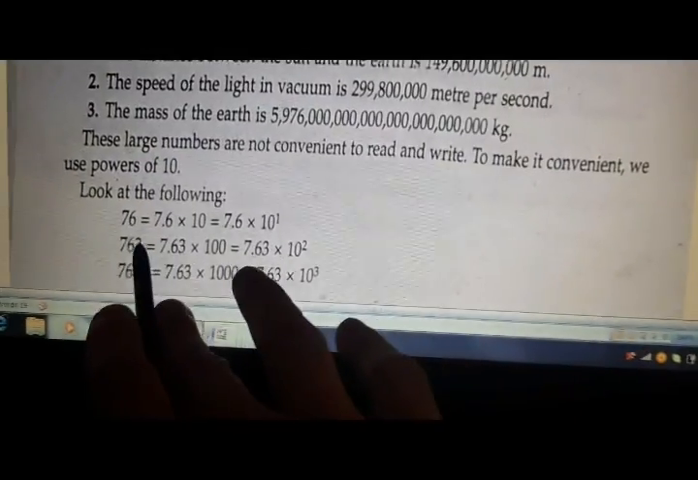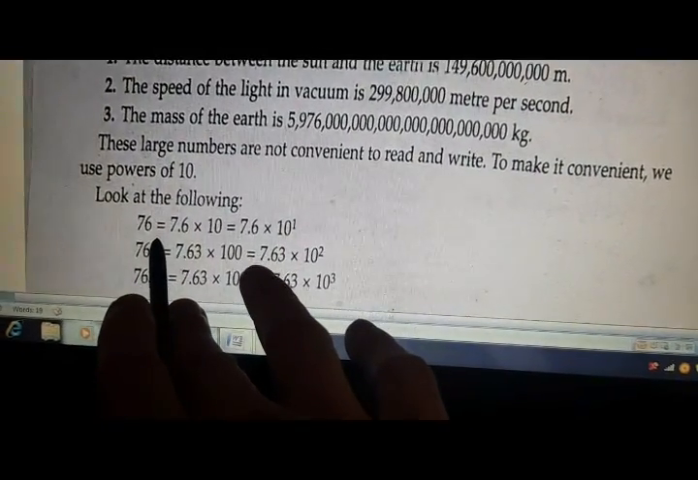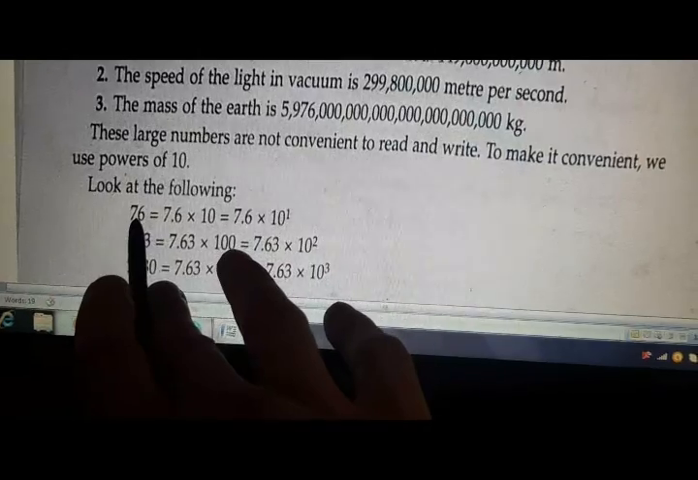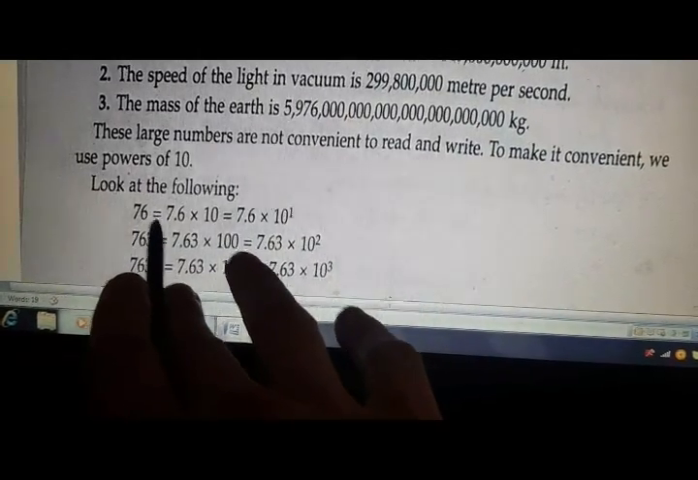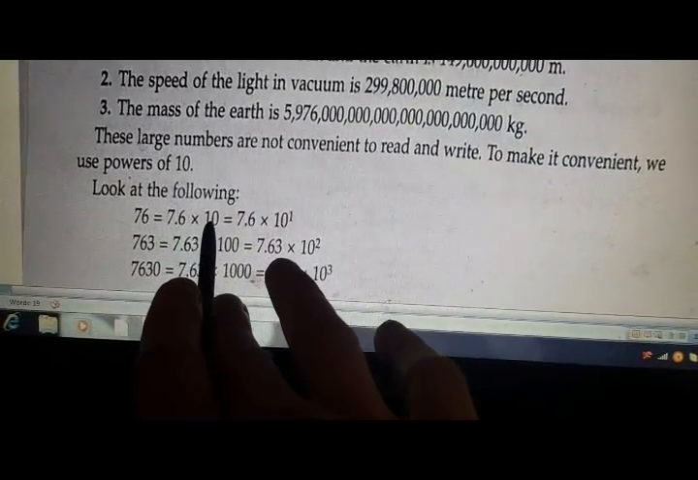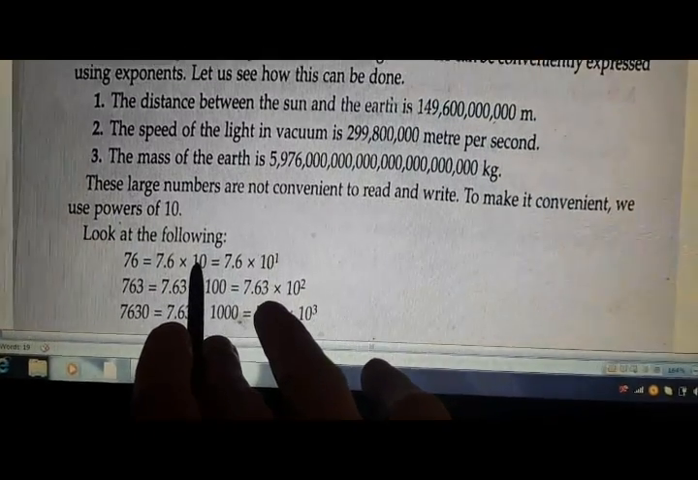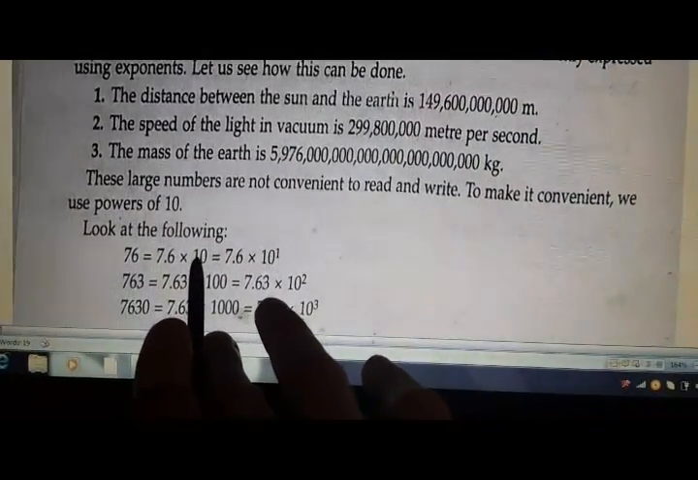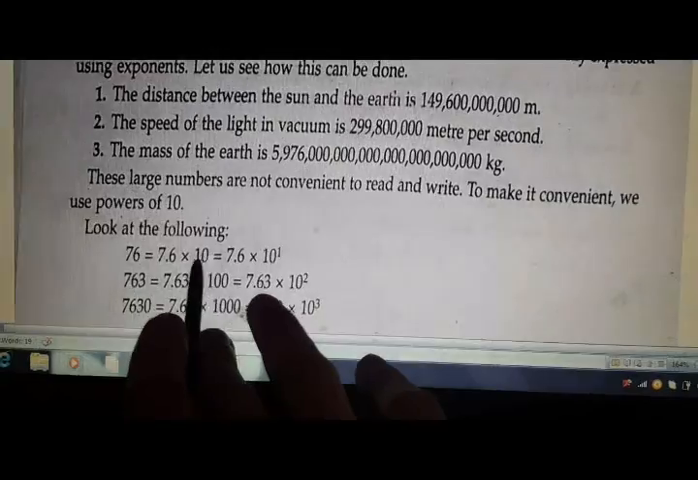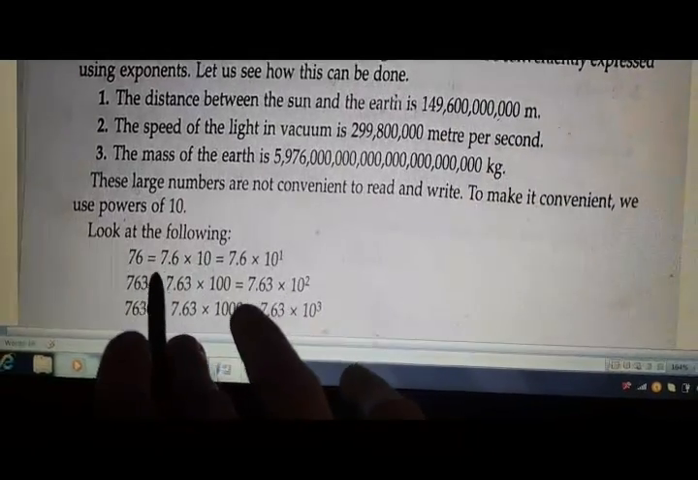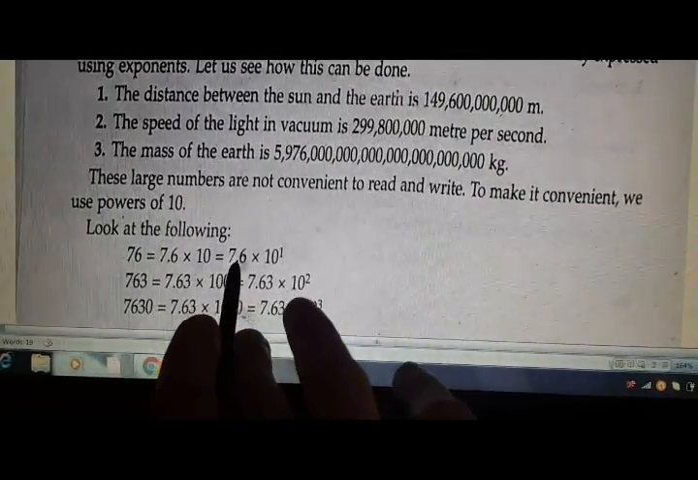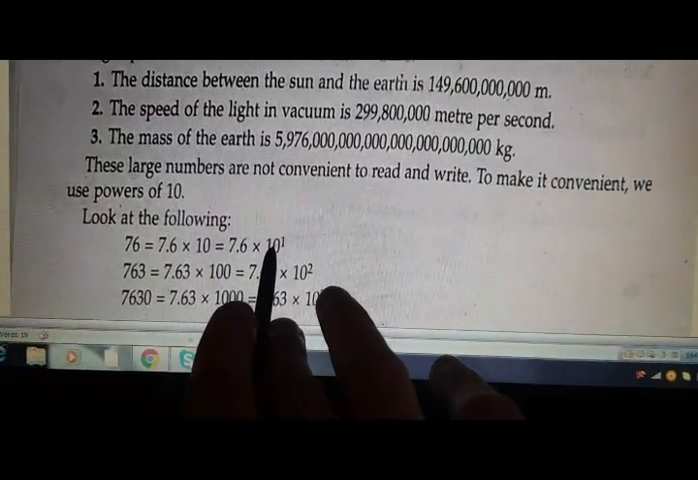For example, I have 76 here. So here I'll put the decimal, and after the decimal I have one place, that means 10. You remember, in decimals we used to multiply by 10, 100, 1000. Similarly, we are using here the powers of 10, so it is multiplied by 10 to make it 76. So we write 7.6 into 10 to the power 1.